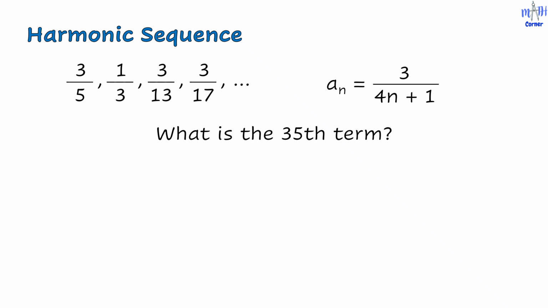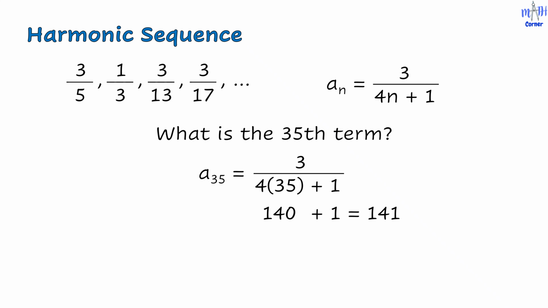Just substitute 35 to the general term. A sub n equals 3 over 4 times 35 plus 1. Since 4 times 35 equals 140, and 140 plus 1 equals 141, the 35th term is 3 over 141.